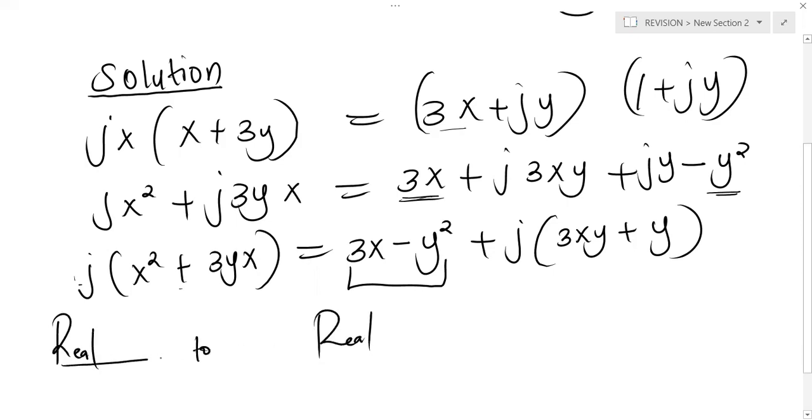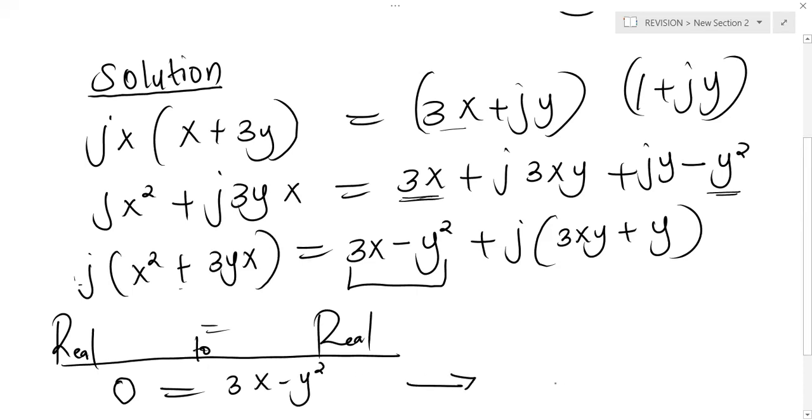Now we want to take real part of this one side to real parts. We equate the real parts of one side to the real parts of the other side. On this other side, we don't have any part without j, so the real part is 0. And on this side, we have 3x minus y squared. So this clearly translates to 3x is equal to y squared. And if you make x the subject of the formula, we'll have x is equal to y squared over 3.